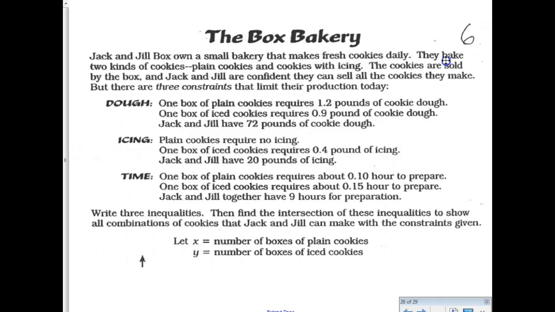And then just, frankly, time is a constraint. There's only so many hours in the day. So it takes 0.10 hour to prepare a box of plain cookies. It takes 0.15 hour to prepare a box of decorated cookies. And Jack and Jill together only have 9 hours today to work. So they took the fun out of it for you. They went ahead and said, let X represent the number of boxes of plain cookies and let Y represent the number of boxes of iced cookies.